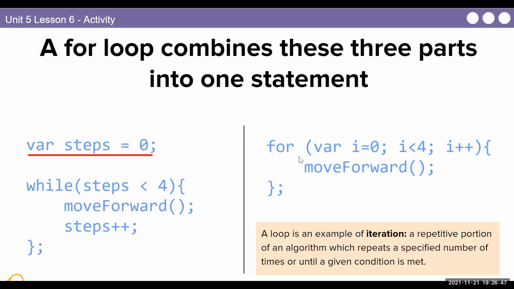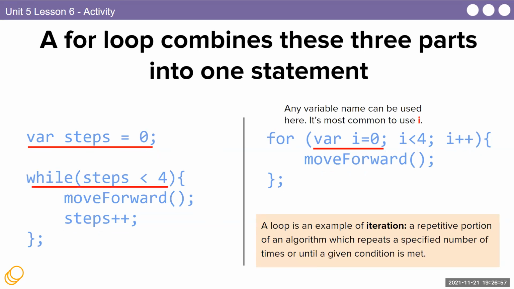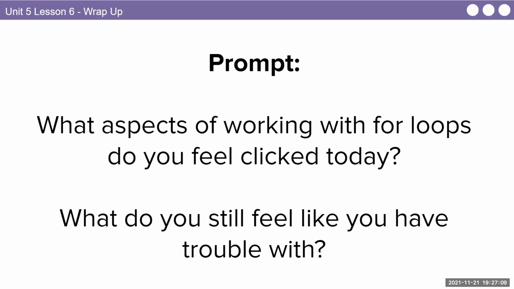Is var I gets 0. Those are the same. It's just that we are evaluating a variable. While steps less than 4, just I less than 4 is the exact same thing. Steps plus plus is I plus plus. And then we just have the command move forward.